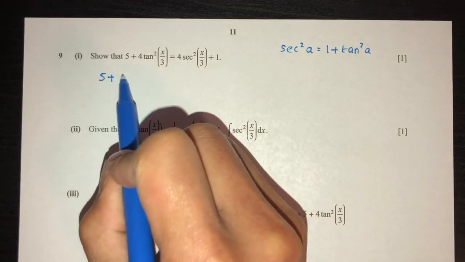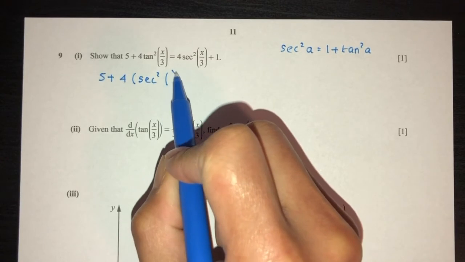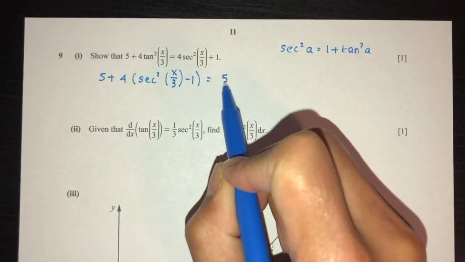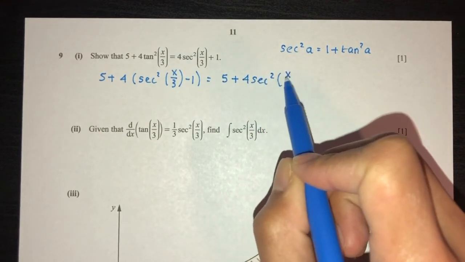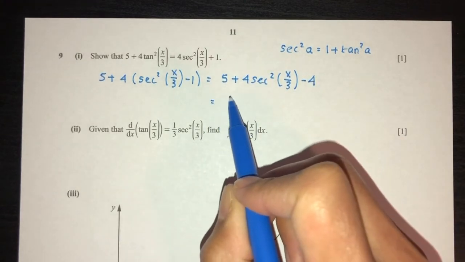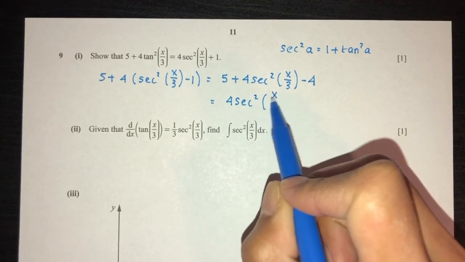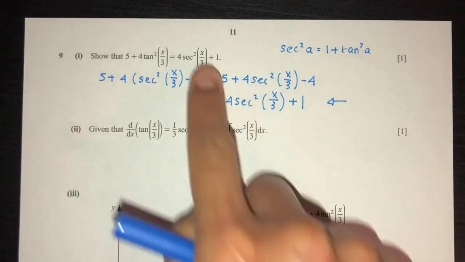Same thing, 5 plus 4, that will be sec square x over 3 minus 1. That is 5 plus 4 sec square x over 3 minus 4. That will give you 4 sec square x over 3 plus 1. This is shown as required.